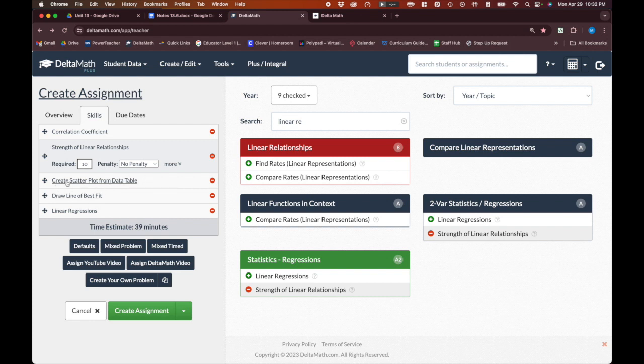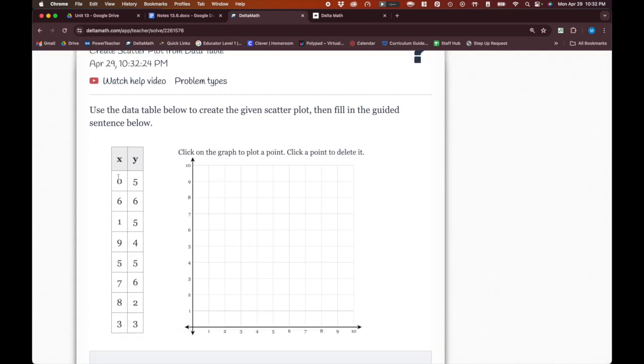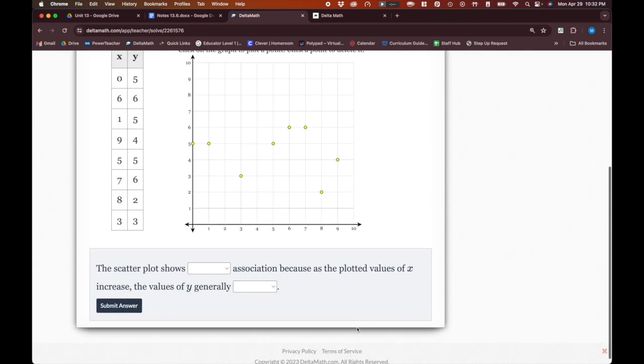The next section says create a scatter plot from a data table. Basically, we're just going to look at these. We're given our points, just like yesterday. I go 0, 5, yay. I go 6, 6. I go 1, 5, 9, 2, 3, 4, 5, 5. See here, 7, 6, 8, 2. Man, this is all over the place. And then 3, 3.